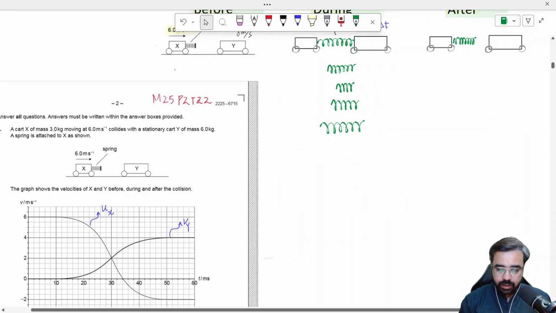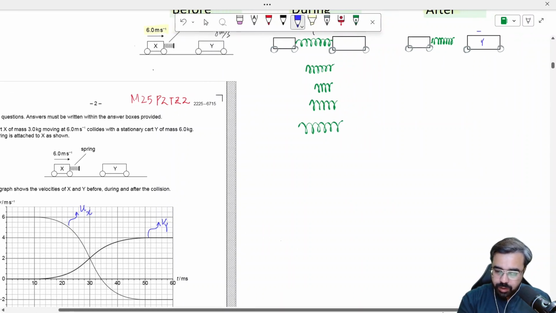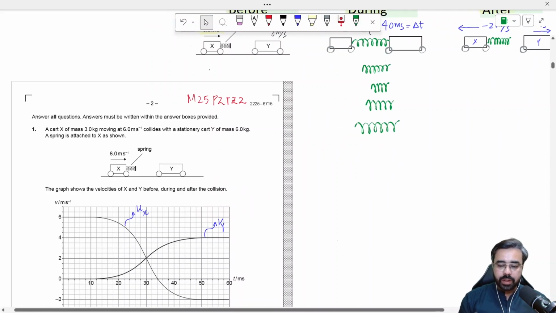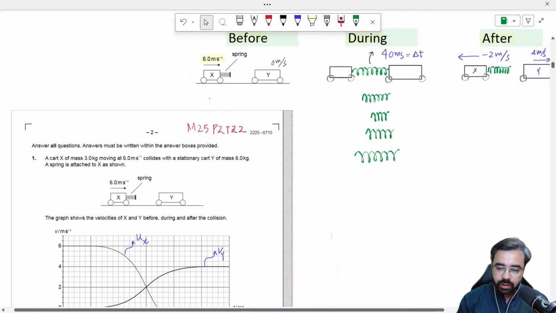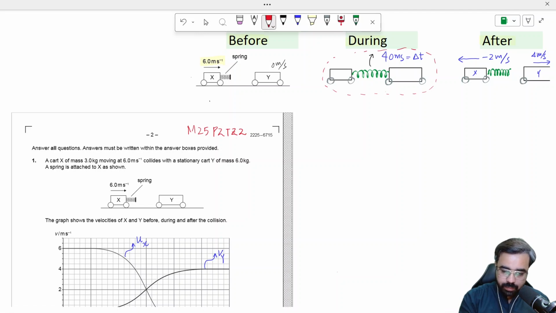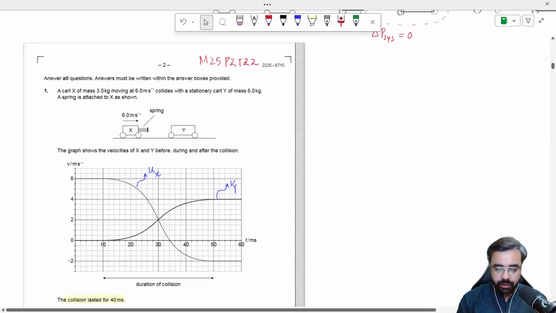So it means that the cart Y will be moving with what speed? It is moving with 4 meters per second, whereas the cart X will be moving backward with what speed? That is negative 2 velocity, negative 2 meters per second. So remember this thing, that during this collision, since there is no external force applied, you can say that there is no change in momentum of the system, right? So it means that the delta p of the system is zero. It means that the momentum is conserved. But what about the energies, right?